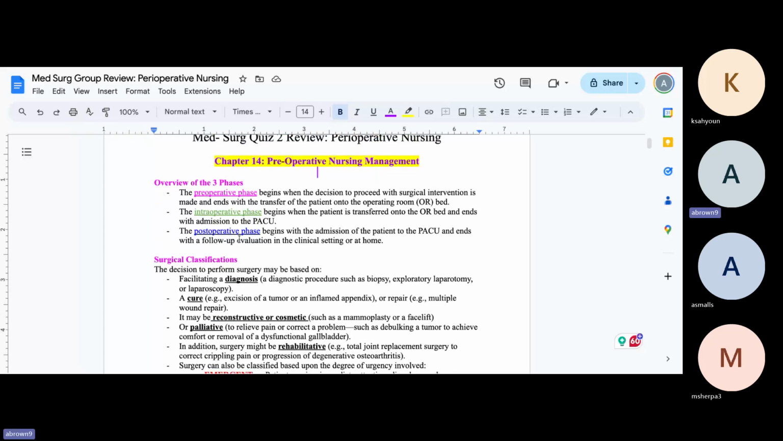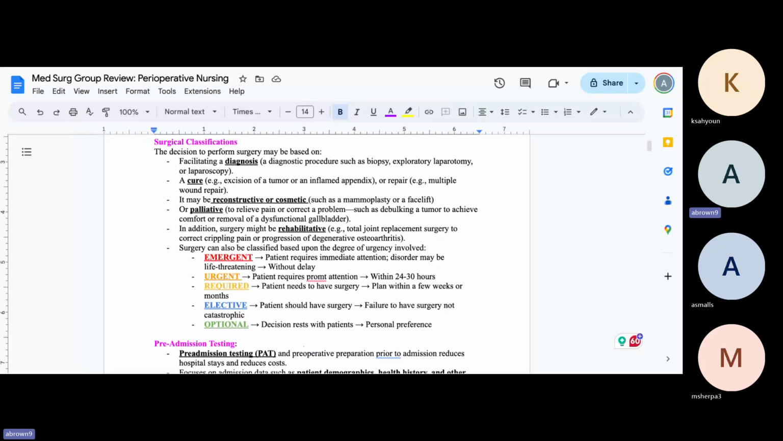Okay, so we're just going to go into preoperative. The decision to perform surgery may be based on a diagnosis. So sometimes they do surgery if they want to diagnose someone with something. Someone presents with a lot of symptoms and they want to diagnose them with something. Maybe they have a lump, so they want to do a biopsy.